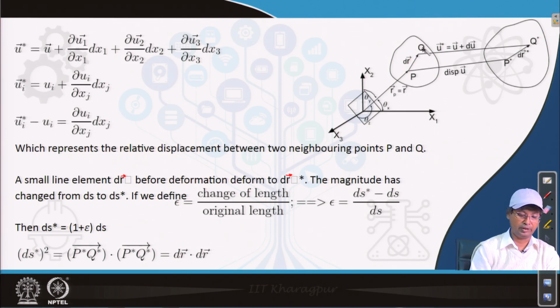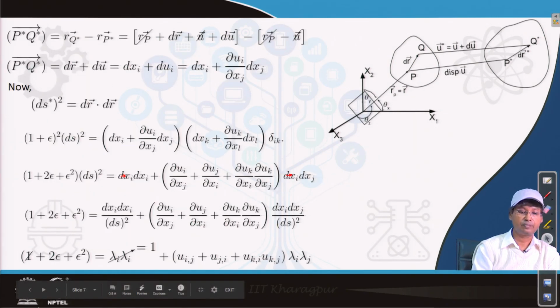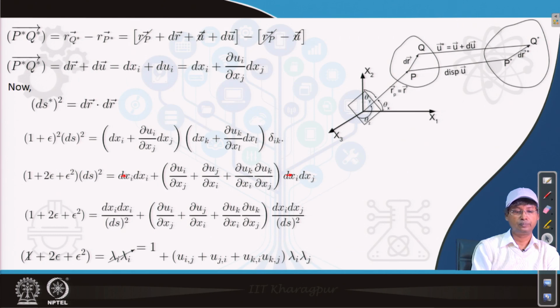Now, ds star amplitude is nothing but the dot product of these two, p q star and dr star. So, what we can do is let us see how we can define that p q.